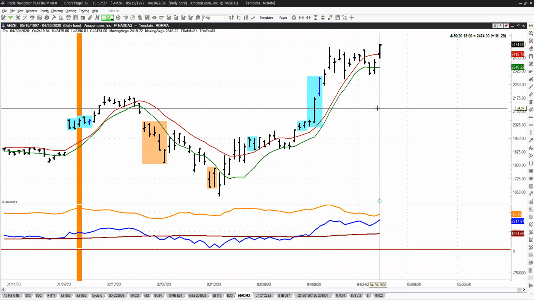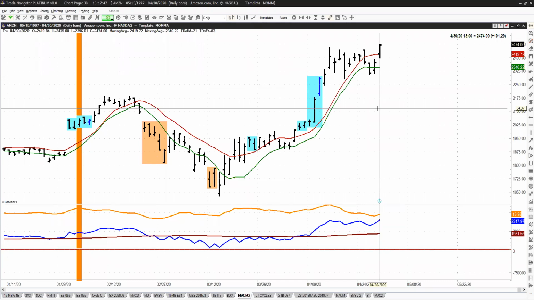Yeah, one of the big problems I had with Amazon up in this 2,500 area is that the 200-day moving average is way down at 1,800 and change, and that's a lot of real estate between the two prices. So, when it gets that kind of a setup, the yellow flag is generally out. You know. True enough.